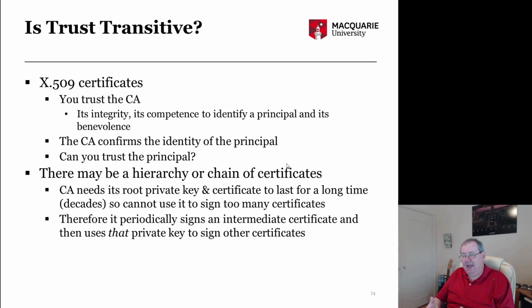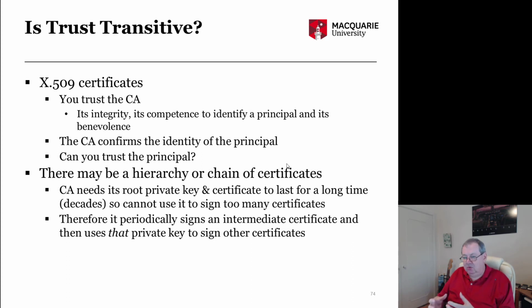In the case of X.509 certificates, which is the format of these messages that contain a public key and the identity of a principal, you trust the certifying authority in terms of its integrity and its competence to identify a principal and correctly generate these messages and sign them, etc. And it is benevolent. The certifying authority confirms the identity of the principal and the matching public key. Can you trust the principal? You pretty much have to.